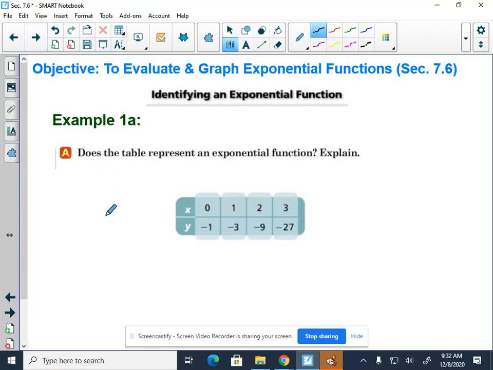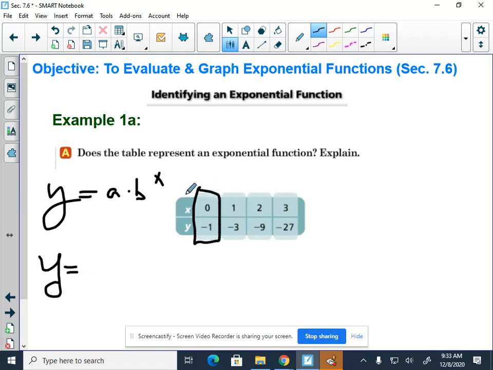Okay, next, in example 1a and example 1b, it says, does the rule represent an exponential function? Explain. Okay, so we're going to see. To be an exponential function, you have to be able to put it in this form: y equals a times b to the x. So a is the starting value, or what you have when you have 0. Well, what I have when I have 0 is -1, so that would be my value for a.